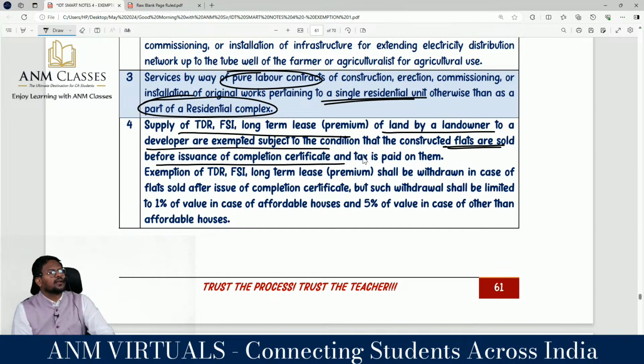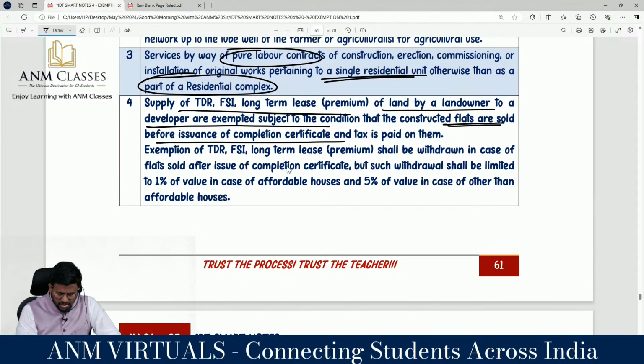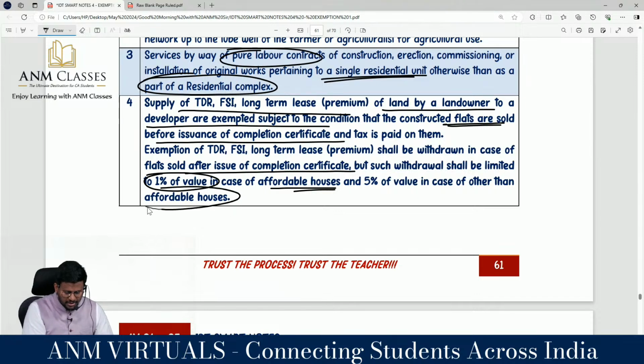then it is exempt from GST, because anyway the whole thing will come under GST. Why pay RCM and disturb things? The exemption of TDR, FSI, long-term lease shall be withdrawn. That means you cannot enjoy the exemption in case of flats sold after issuance of the completion certificate. Because once you sell after issuance of the completion certificate, it is neither supply of goods nor supply of services. But such withdrawal shall be limited to 1% of value in case of affordable houses and 5% of value in case of other than affordable houses. This much only you are supposed to reverse.